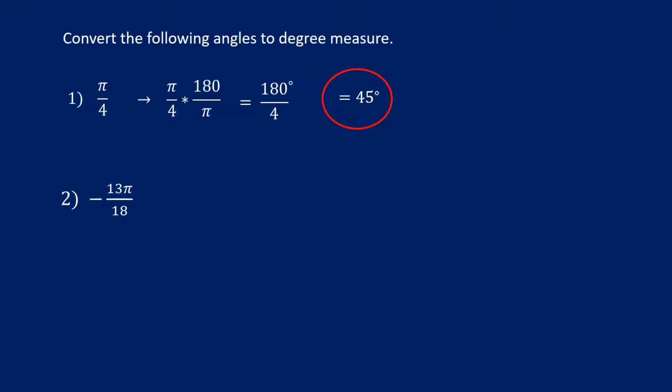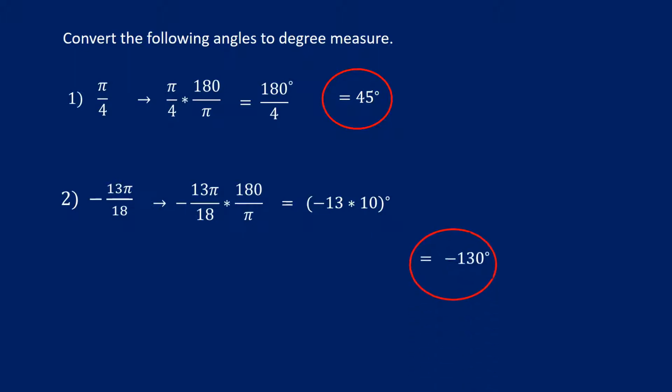The next example is negative 13 pi over 18. So we're going to multiply that by 180 over pi. Our pi's cancel, and note that 18 goes into 180 10 times. So we have negative 13 times 10, which is negative 130 degrees.